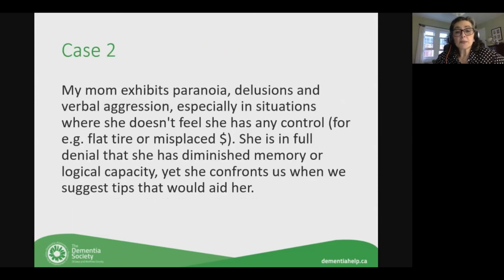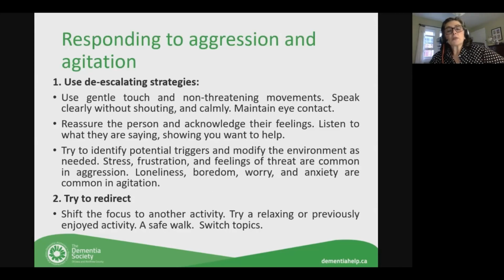Another case: my mom exhibits paranoia, delusions, verbal aggression, especially in situations where she doesn't feel she has any control. So, of course, misplaced money, right? Lost purse. Full denial that she has diminished memory or the logical capacity to problem solve, and yet she confronts us when we suggest tips that would help her. Well, responding to agitation, responding to aggressive, defensive behavior, really requires some de-escalating strategies.